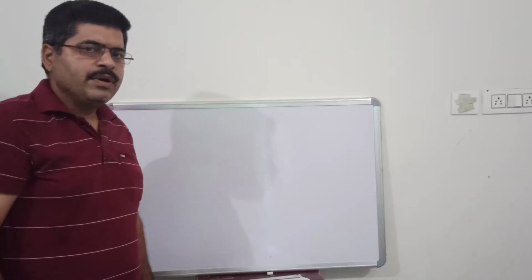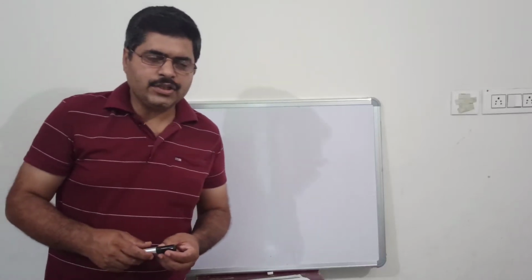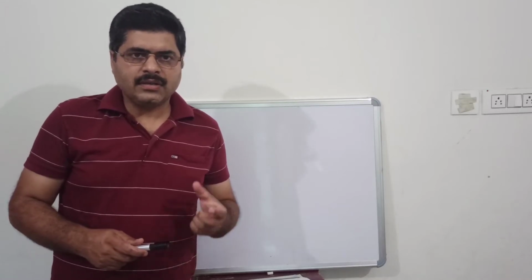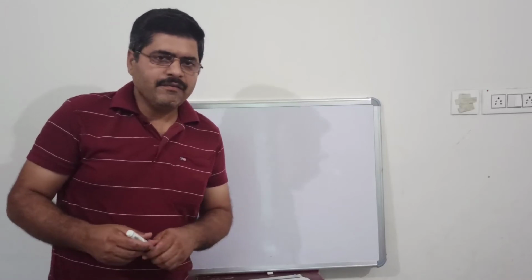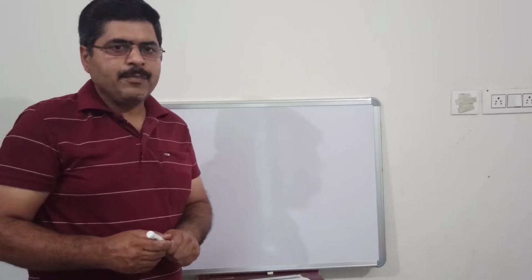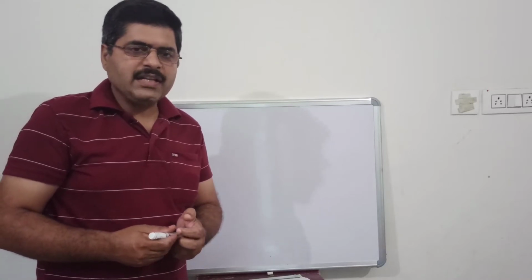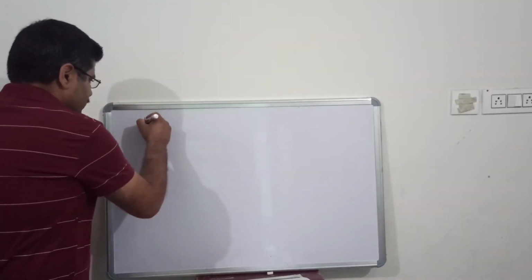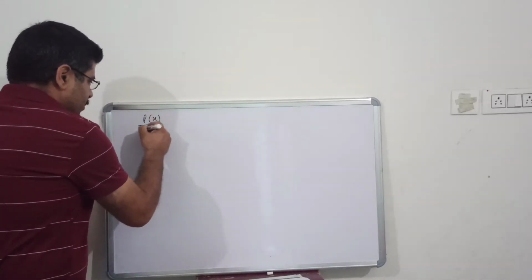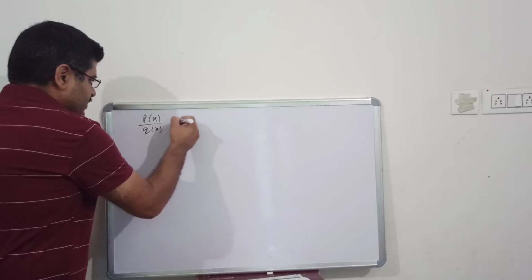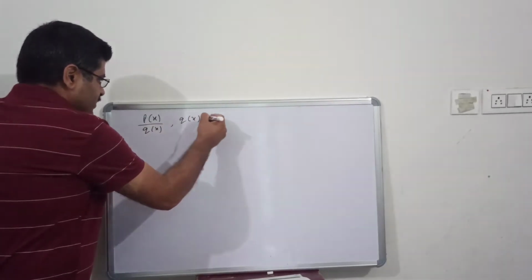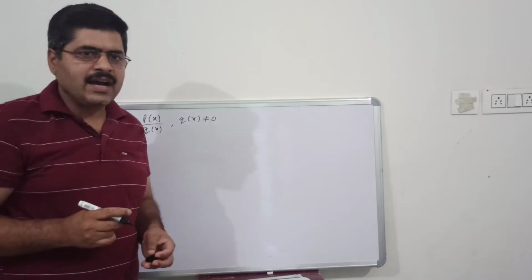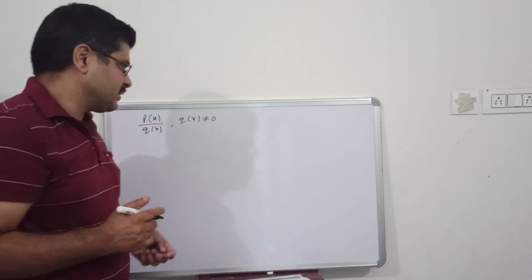Students, in this video I will discuss integration by partial fraction. Now, the partial fraction method of integration we apply when we have a function of the type P(x) upon Q(x). P(x) upon Q(x) means we have a rational function, where Q(x) is not equal to 0 and both P(x) and Q(x) are in terms of x.